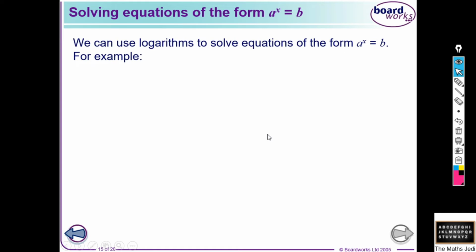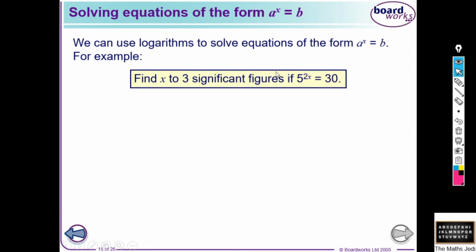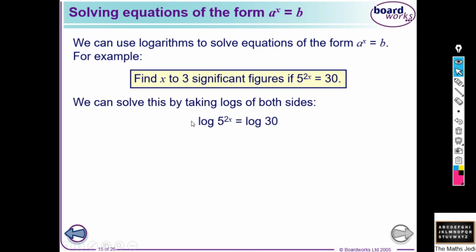Here's another problem. If it's asking you to find x to 3 significant figures, and we've got 5 to the power of 2x equals 30, well, we've got a log base 5 again, and we've got log 30 here, but this time we're going to try and do things a bit differently. So we're going to take logs on both sides, a bit like we did earlier. Again, this is base 10 logs we're using here. We've got a 5 raised to the power, so as with earlier, we can bring down that power. So 2x log 5 equals log 30.